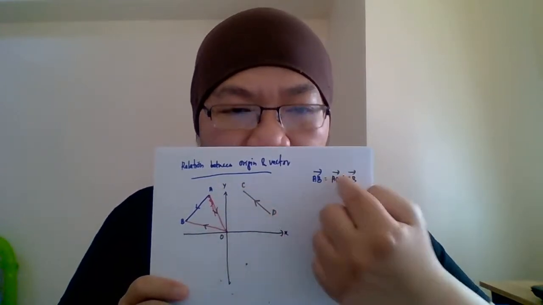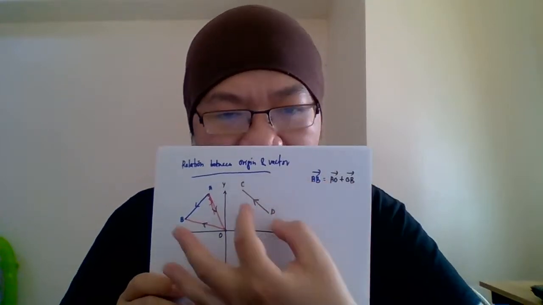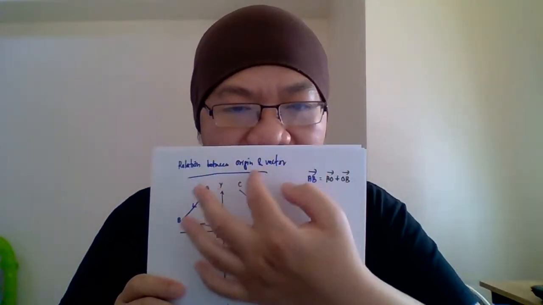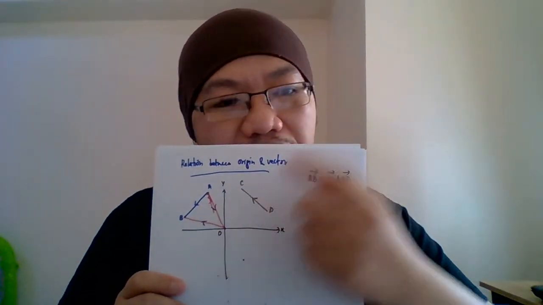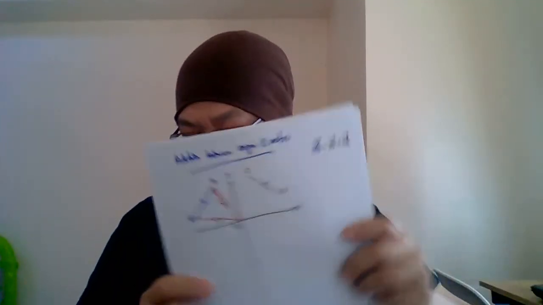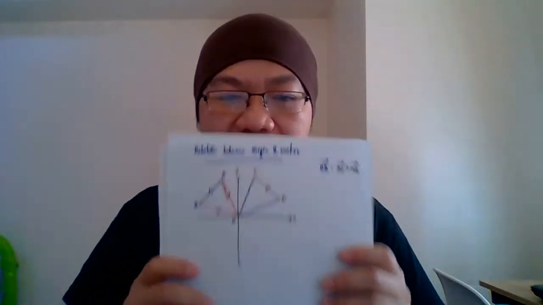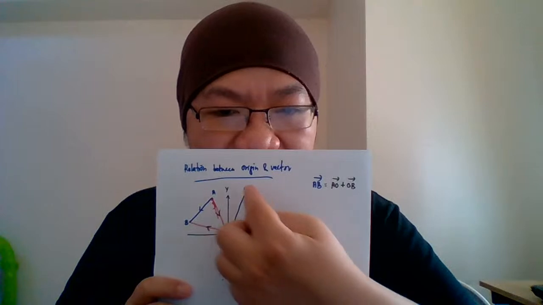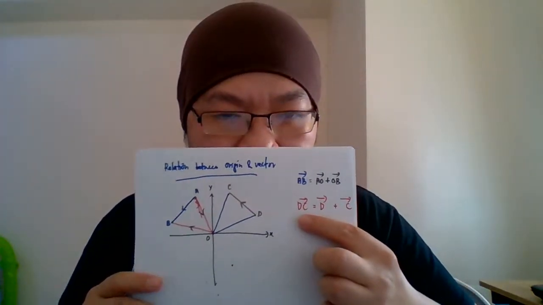So how do I form the formula to find the vector DC? By relating the formula with the origin. What you need to do is just connect C and D to the origin. It will form a triangle. So we connect. You see here, we want to find DC, right? So I want to find DC.